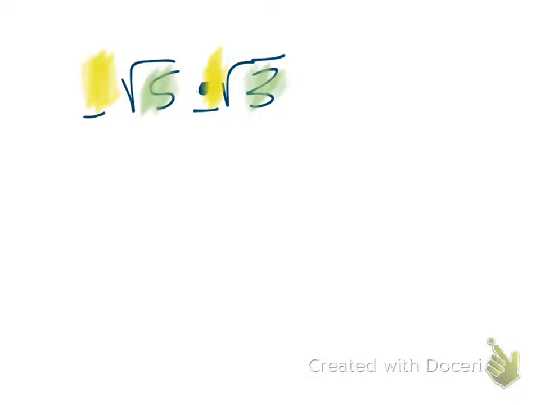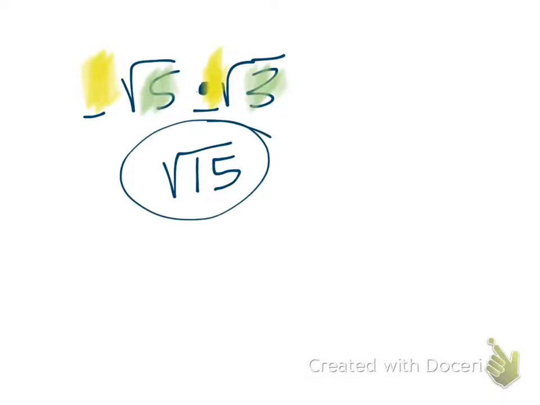I don't need that. And then square root of 5 times square root of 3 would be square root of 15. The only other thing you need to check for here is if that 15 can be simplified at all. But there's not any perfect squares in 15. And so that would be your answer.